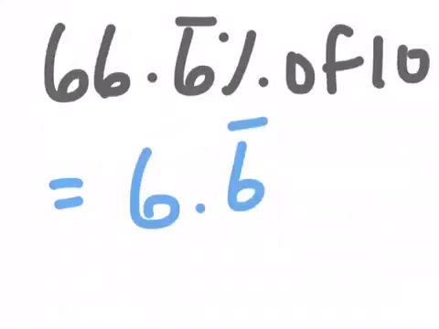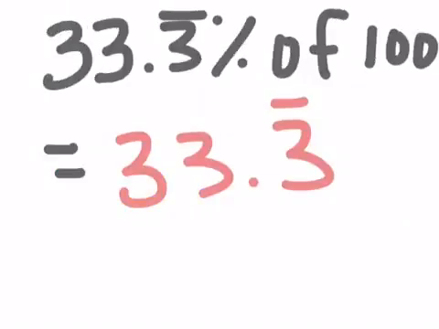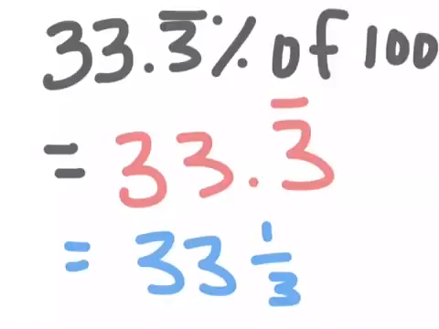If I were to find 66.6 repeating percent of 10, the answer would be 6.6, again with the bar repeating. If I were to find 33 1/3 or 33.3 repeating percent of 100, the answer is 33.3 repeating, or 33 1/3.